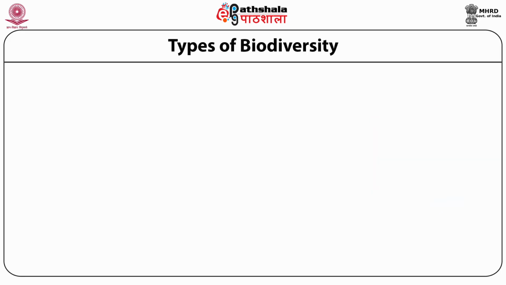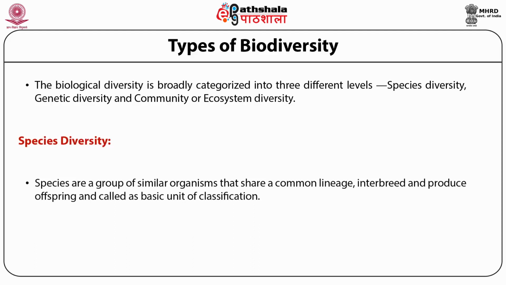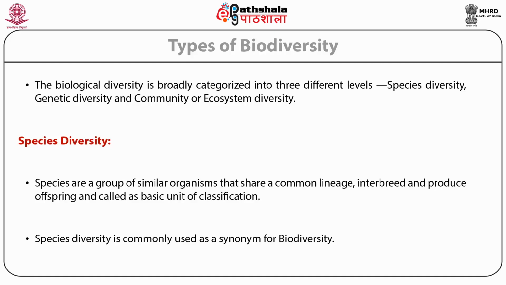Types of biodiversity. Biological diversity is broadly characterized into three different levels: species diversity, genetic diversity, and community or ecosystem diversity. Number one, species diversity. A species is a group of similar organisms that share a common lineage, interbreed, and produce offspring, and is called the basic unit of classification. Species diversity is commonly used as a synonym for biodiversity.